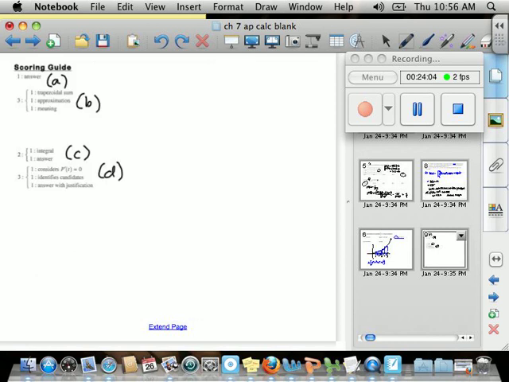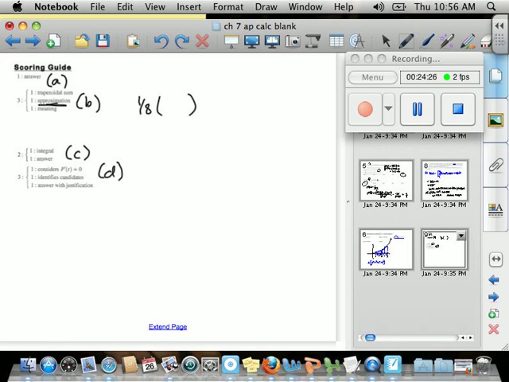B, you got a point for getting the correct trapezoidal sum, for the actual approximation, and the meaning. So the approximation part is the 1/8 of that trapezoidal sum. Okay, and then the meaning, how we explained what it was. C, you got 1 point for setting up the integral correctly and 1 point for getting the correct answer.